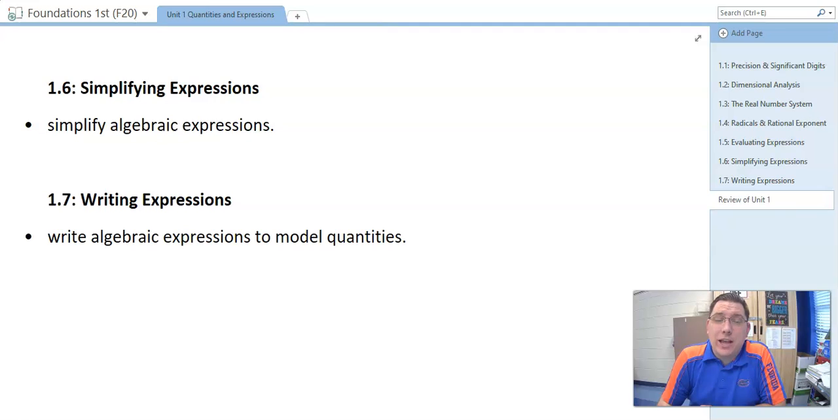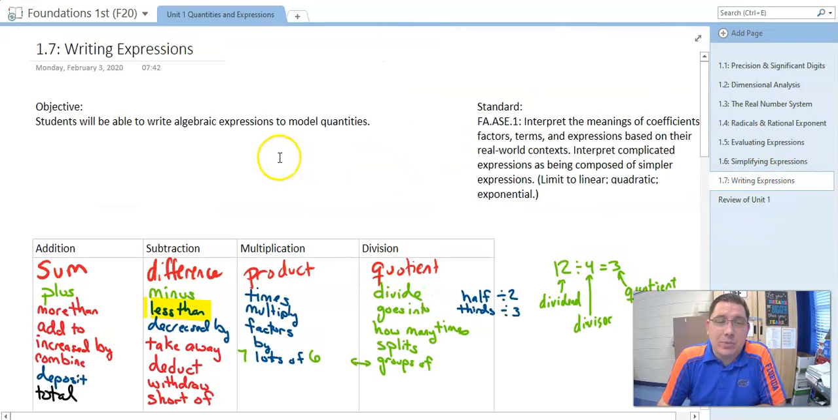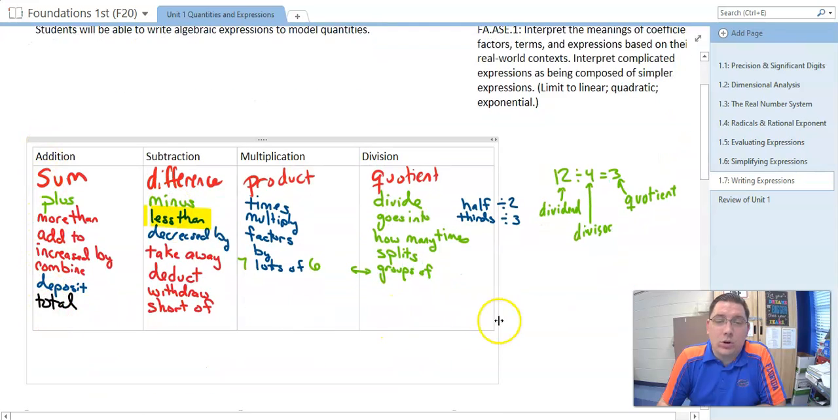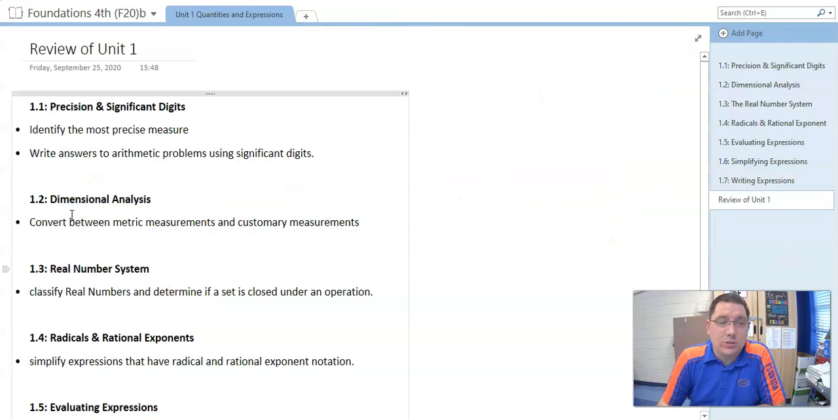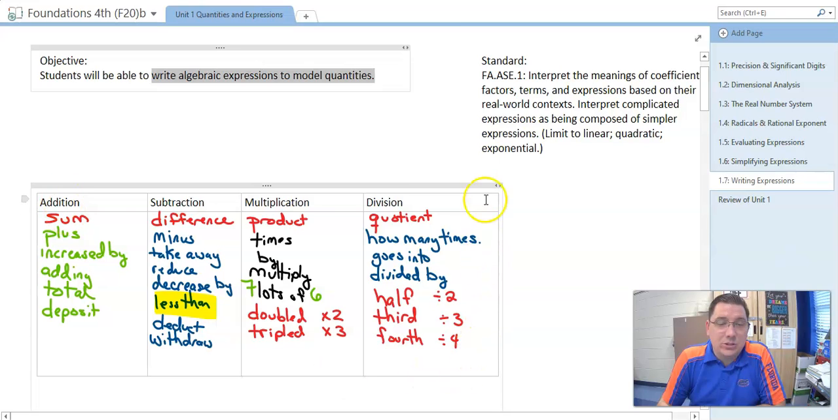The last thing we looked at in 1.7 was on writing expressions. And so the goal was to write algebraic expressions to model quantities. And when we looked at this section, section 7, we talked about different words that mean addition, subtraction, multiplication, division. These were the words that first block came up with, and these were the words of fourth block here. And so you can see the two lists if you want to go back and pause the video and see the two lists, and maybe there was something in first block that wasn't on the list for fourth block, and add it to your list, right?